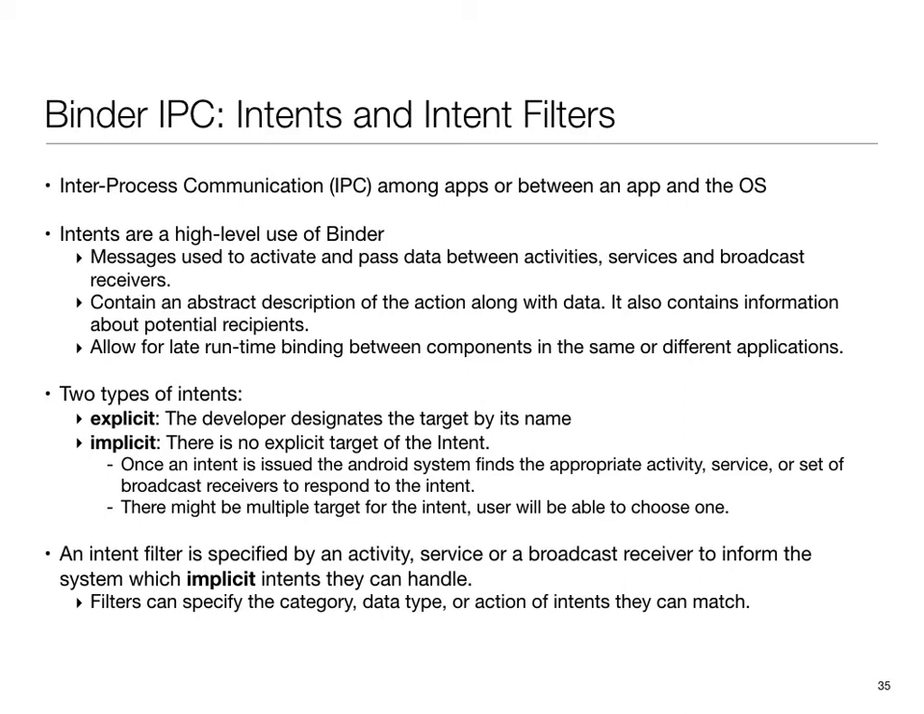Once an intent is issued, the Android system finds the appropriate activity or service to respond to this intent. As I mentioned, there might be multiple agents for this, and an intent filter is specified by an activity, service, or broadcast receiver to inform them which implicit intents they can handle. And like I said, you can filter by a specific category, data type, or an action.